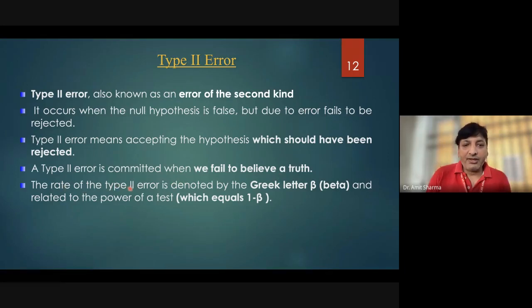The rate of the type 2 error is denoted by the Greek letter beta. So the first thing you have to remember: the first one will be called alpha, the second one will be called beta. And the power of the test is denoted by 1 minus beta, and the type 1 error is only alpha. So this is your 1 and this is your 2. If you want to calculate how much type 2 error has occurred, you have to do 1 minus beta.